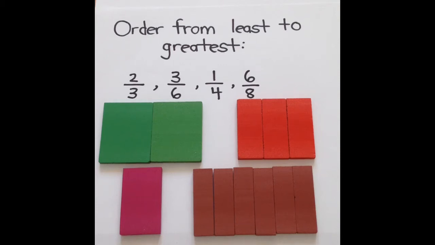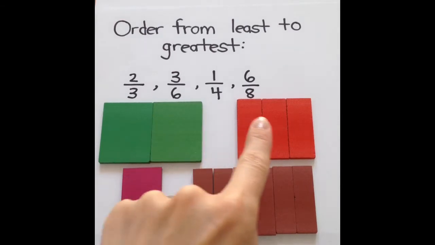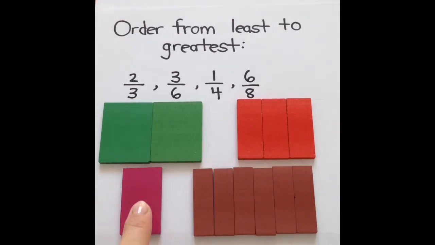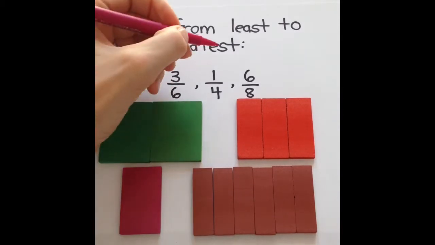We want to order these fractions from least to greatest. So I've represented 2/3, 3/6, 1/4, and 6/8 with fraction blocks. Using the fraction blocks, I can easily see which is the smallest. So 1/4 is the smallest in this list.